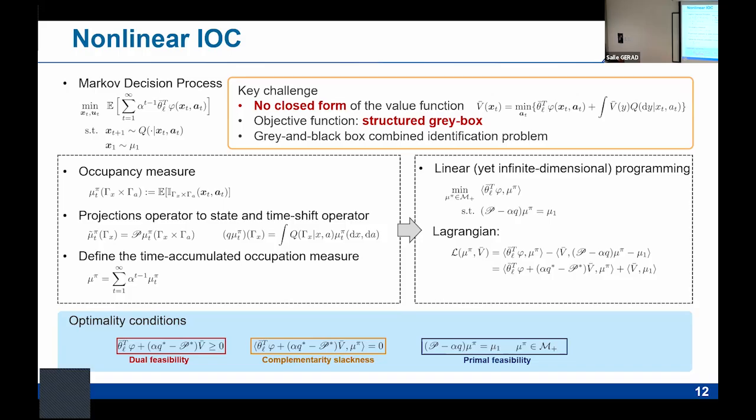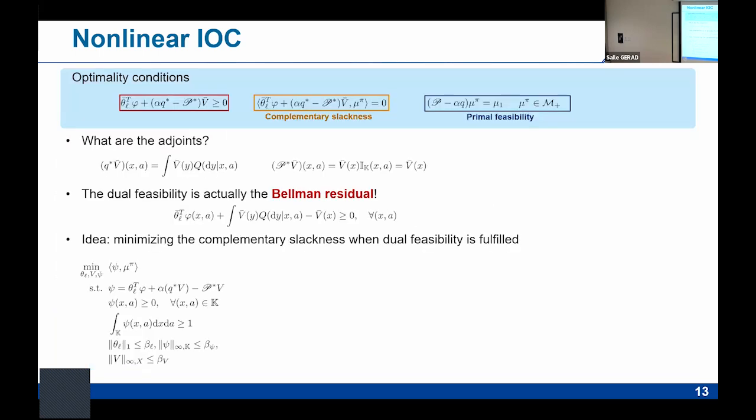Then you work out the Lagrangian of that, with a proper analysis. You can work out three optimality conditions. Namely, the first one is the dual infeasibility, then you have the complementarity slackness, and then you have the primal feasibility. Okay, let's look at these primal feasibility conditions.